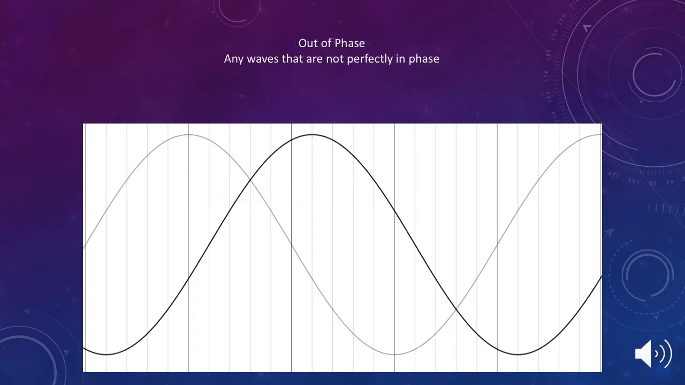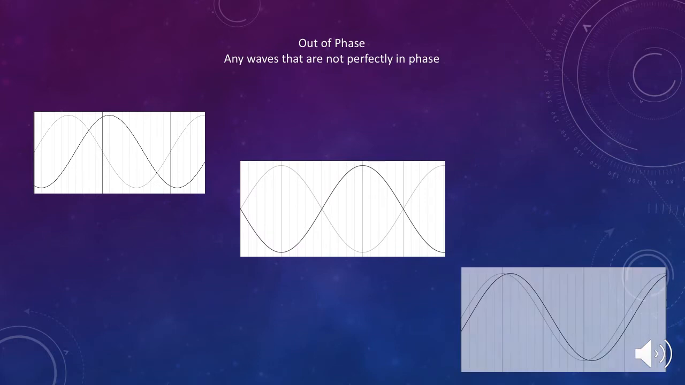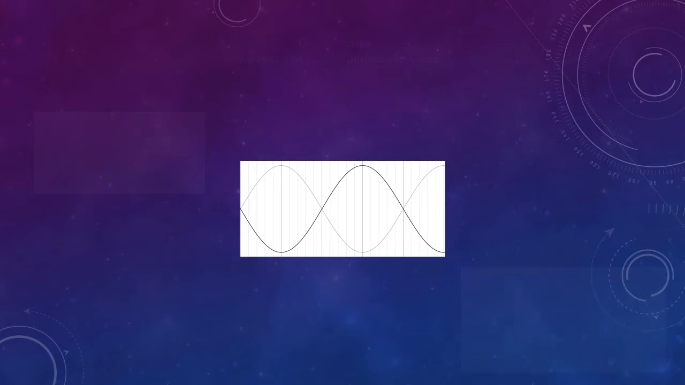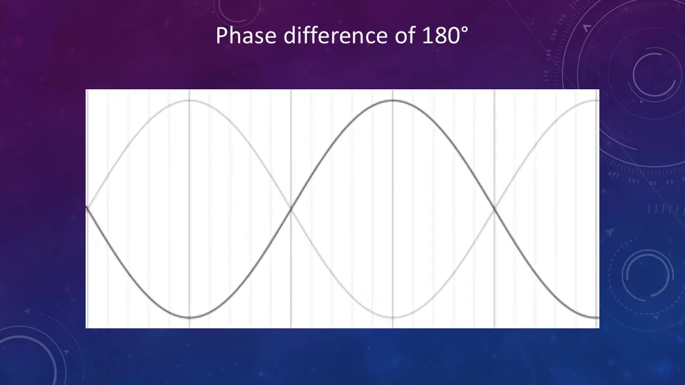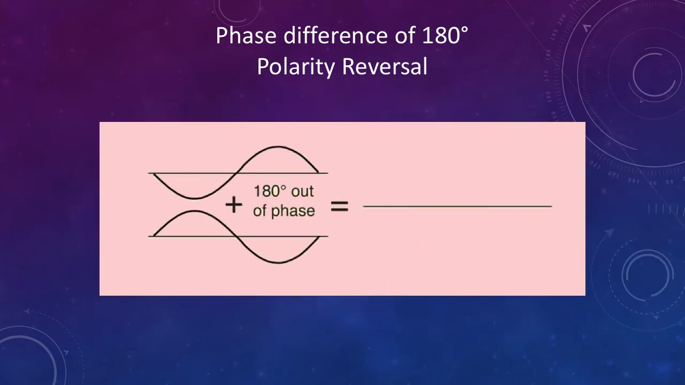A few terminology notes. The term out of phase refers to any waves that are not perfectly in phase. Do not mistake out of phase with 180 degrees out of phase. Waves that have a phase difference of 1 degree are also out of phase. Waves that have a phase difference of 180 degrees will be mirror images of each other. Another term for 180 degrees phase difference is polarity reversal or polarity flip. We'll see later that adding two waves that are 180 degrees out of phase results in one wave canceling out the other.